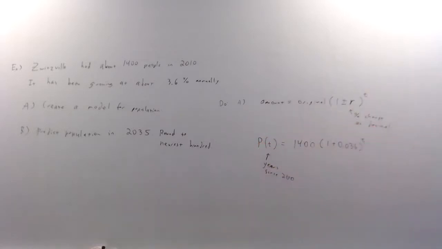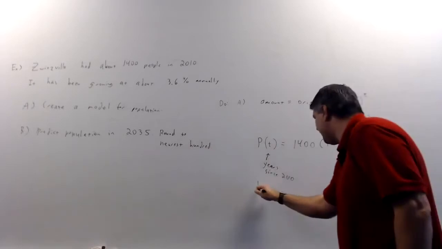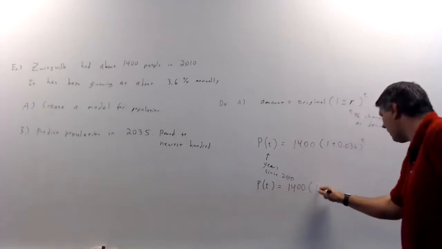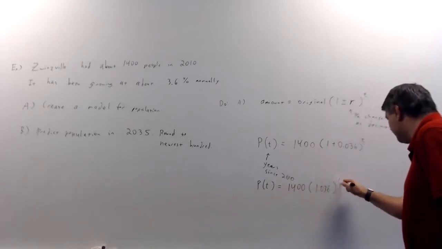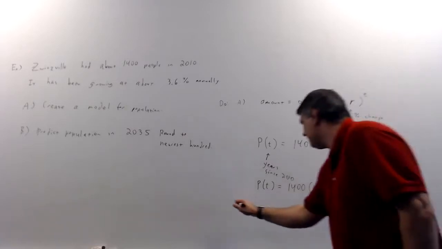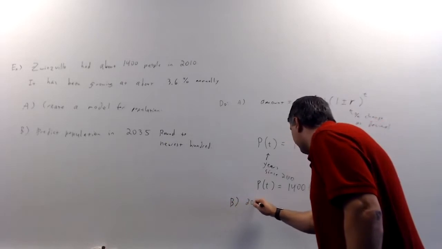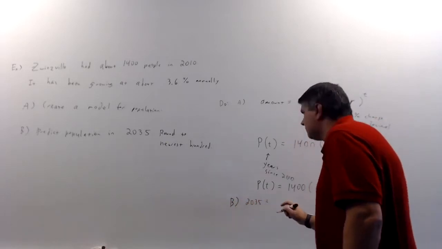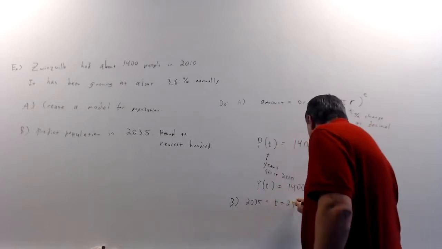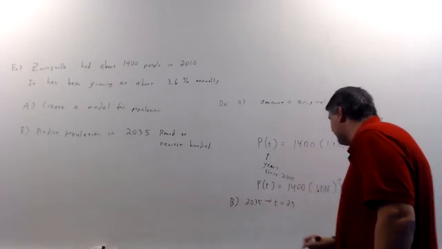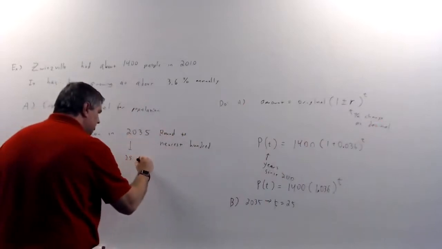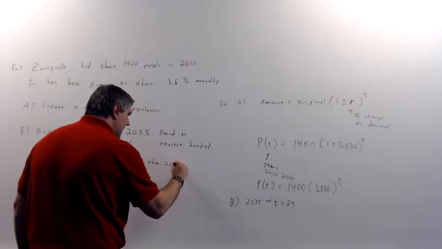To the t power. Okay, so P of t equals 1,400 times 1.036 to the t power. Okay. B, 2035, so t would be 25. Okay, the year 2035 says t is 25. Why? Because this is 25 years after 2010.